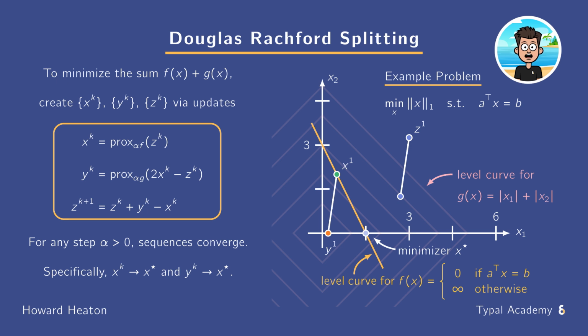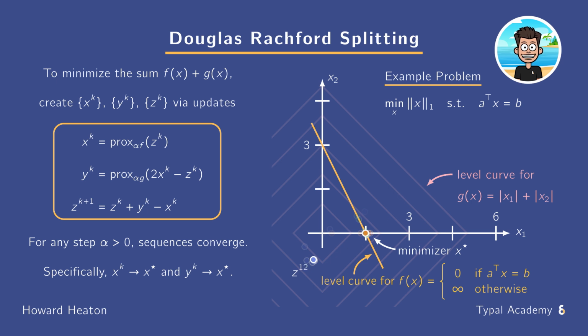Now repeating this process over and over, we can see the convergence of all three sequences. Note, each xk is feasible, meaning it satisfies the linear constraint, which is not the case for yk, which only obtains feasibility asymptotically. The behavior of xk and yk can at times appear oscillatory.